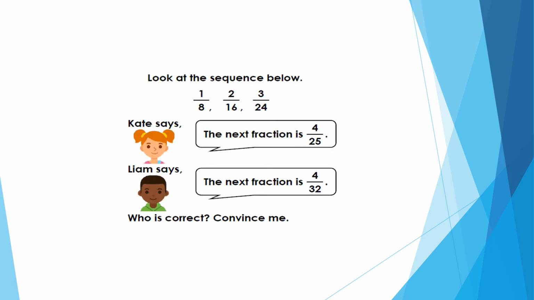And then we've got another challenge question after that. And again, when it says who is correct, I don't just want you to tell me the name of the person who's correct. It says convince me, which means I really want you to explain why you think that and give me evidence. So if you need to give me 1 or 2 or 3 examples of why that is correct, show it to me, please.